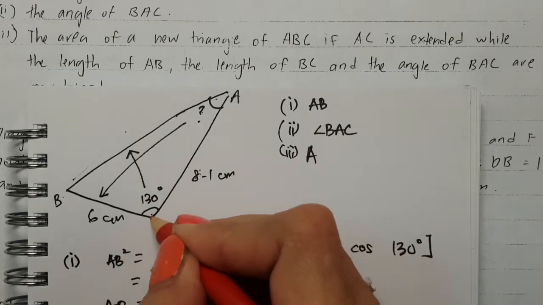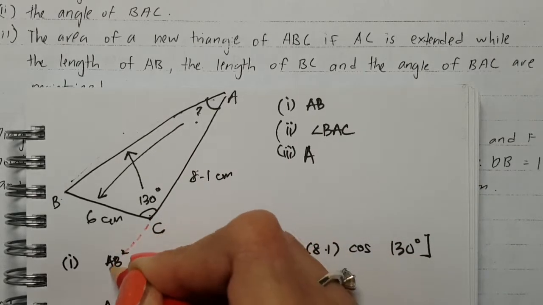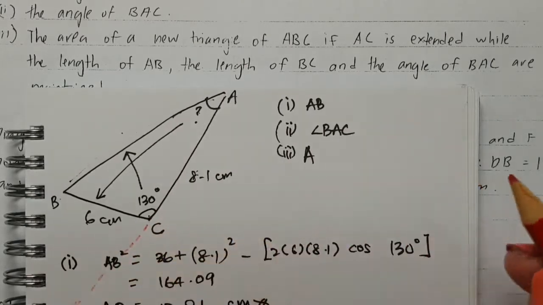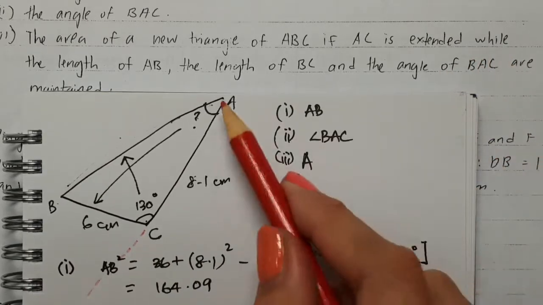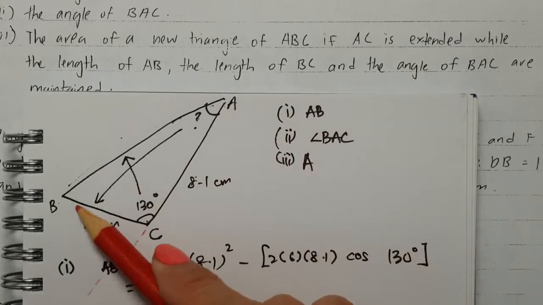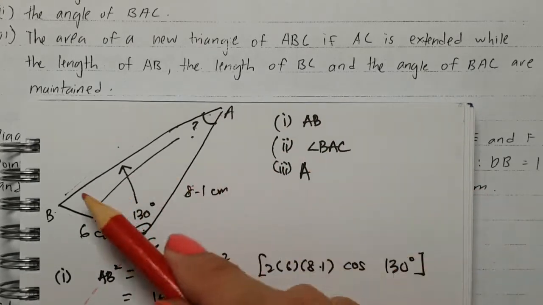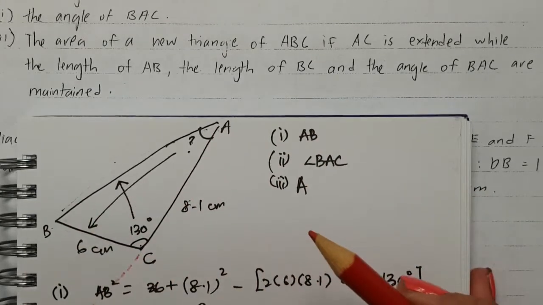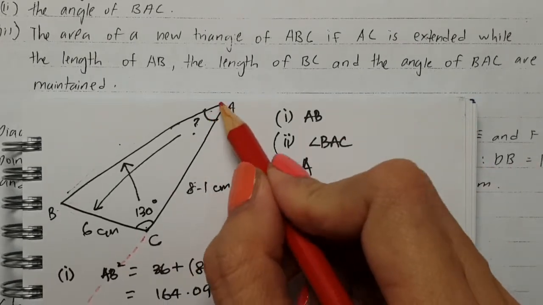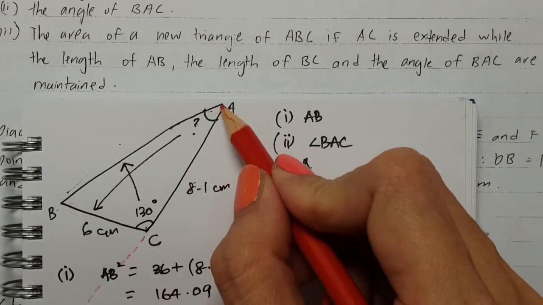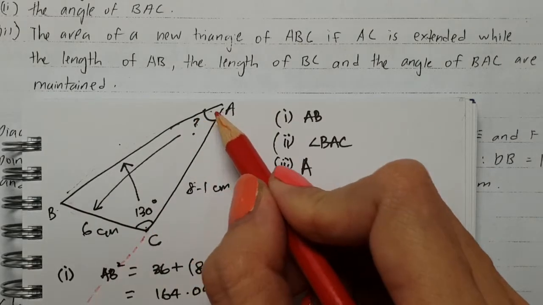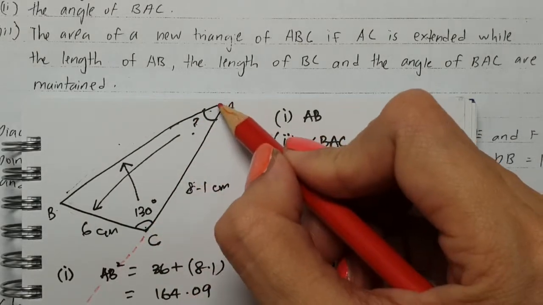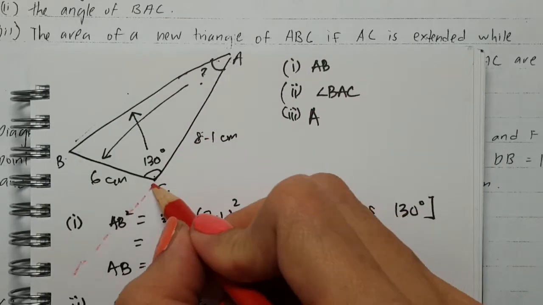The AC is extended while the length of AB, the length of BC, and the angle BAC are maintained. That means this length doesn't change, this length doesn't change, and this angle doesn't change. The only thing we can play around with is that AC changes.